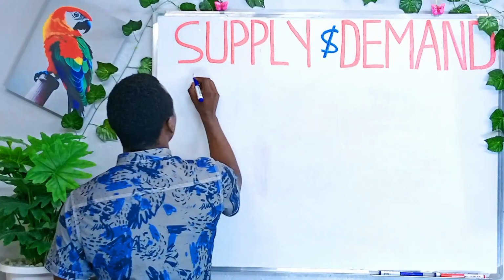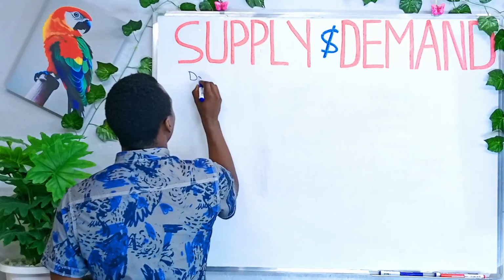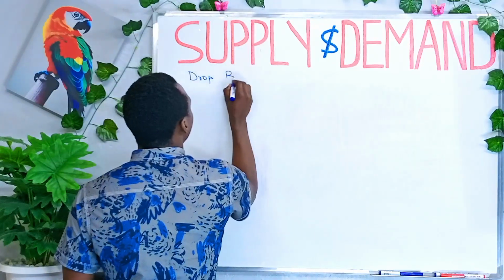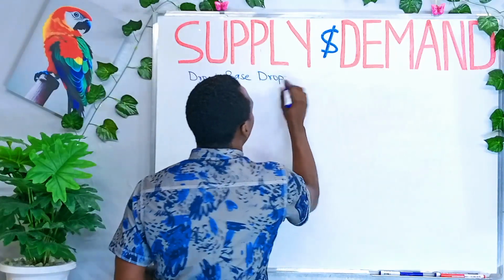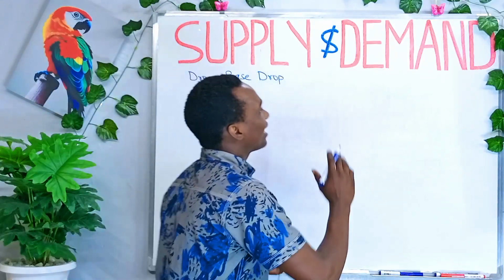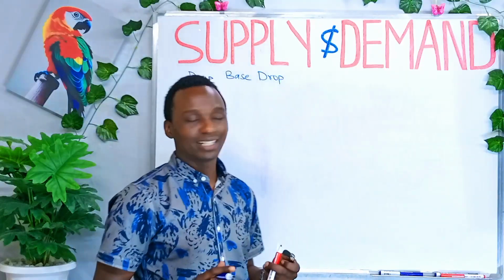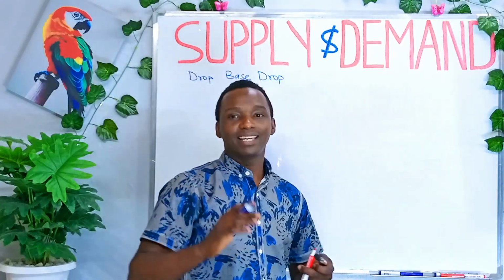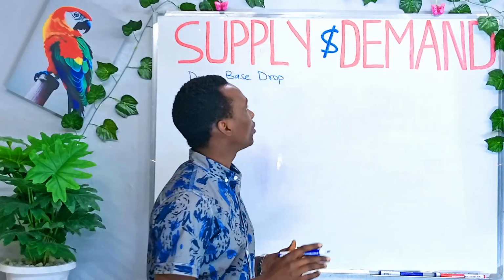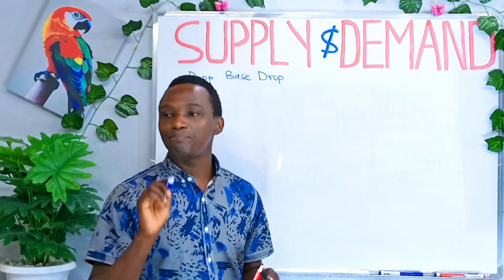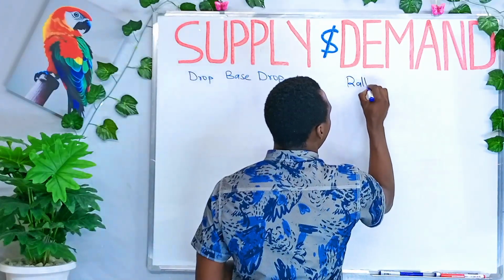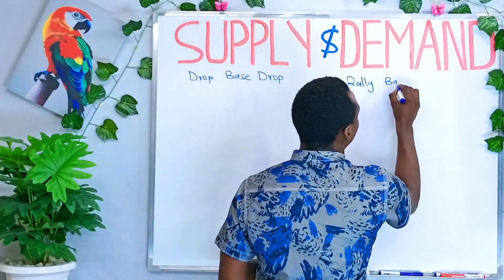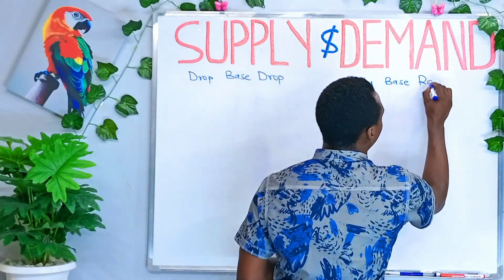Okay, so what involves a supply zone is a formation that we call a drop base drop. Okay, so we want to see a drop base drop formation. In the case of the demand zone, for it to be a good demand zone, we want to see a rally base rally.